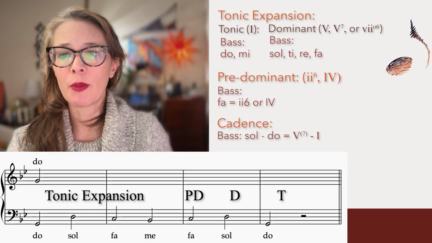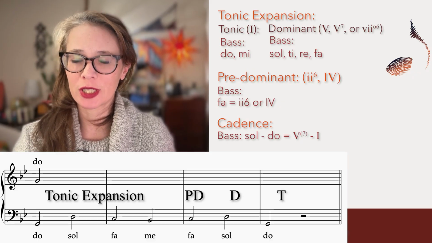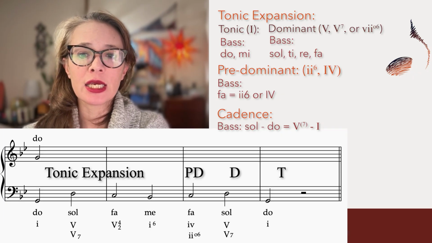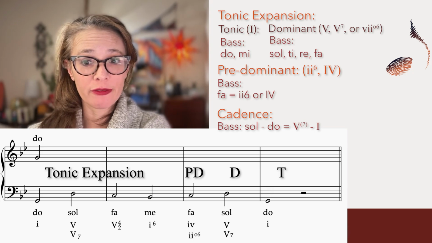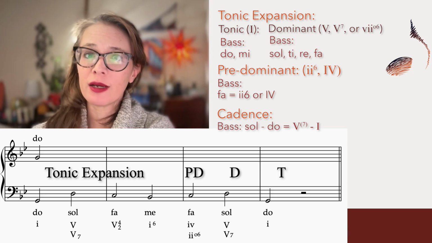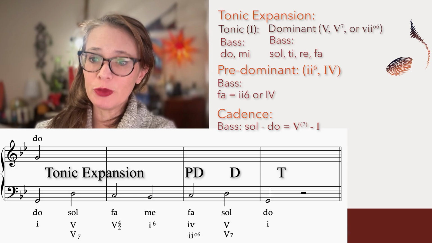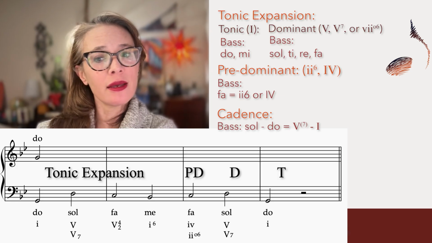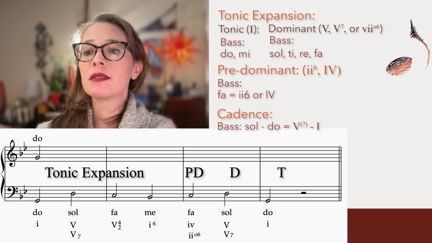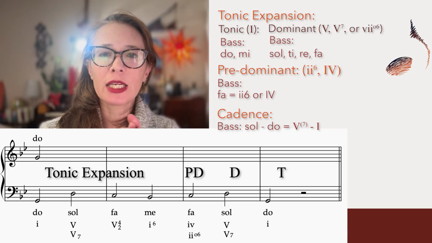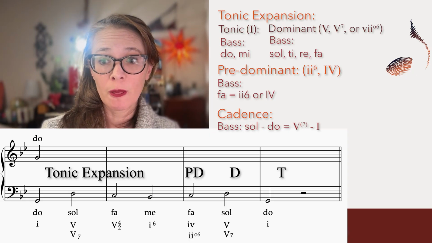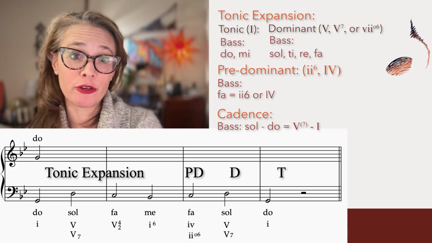Okay, let's talk through your chord options. So we start on a 1 chord. The sol could be a 5 or a 5 7. Fa has to be a 5 4 2. Me has to be a 1 6. That next fa could be a 2 diminished 6 chord or a minor 4.